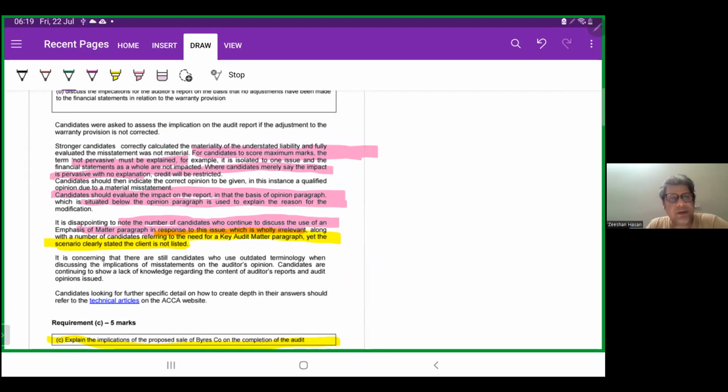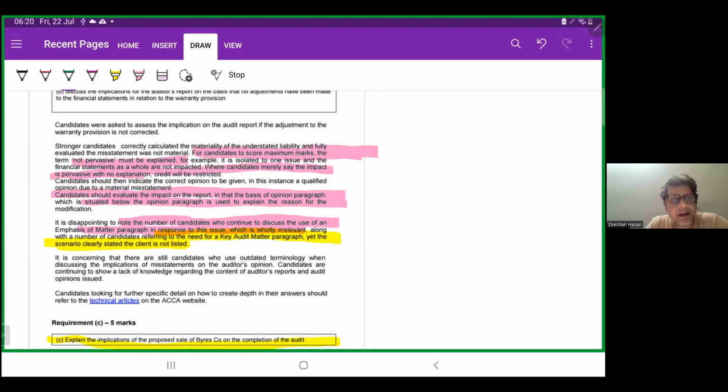The term not pervasive must be explained. For example, it is isolated to one issue and the financial statements as a whole are not impacted. Where candidates merely say the impact is pervasive with no explanation, credit will be restricted. Candidates should then indicate the correct opinion to be given. In this instance, a qualified opinion due to material misstatement.